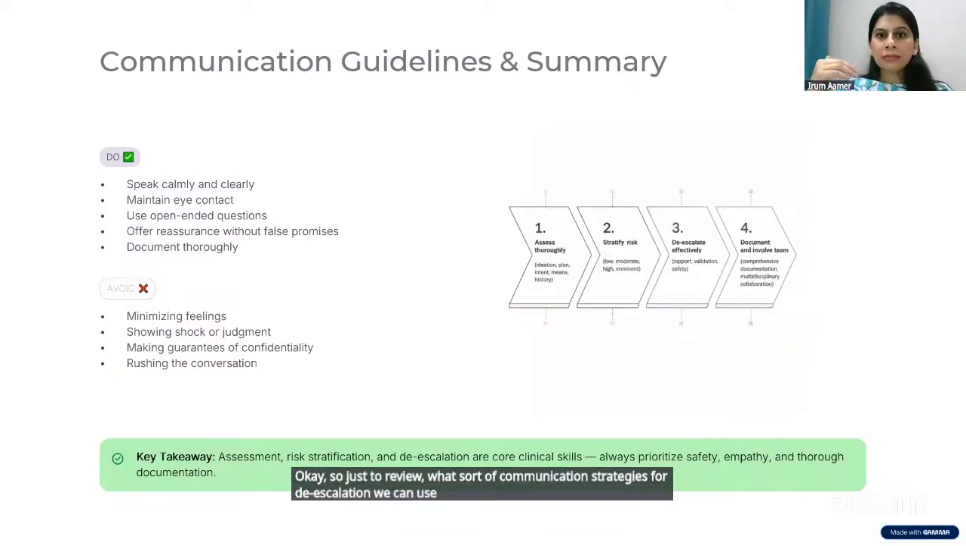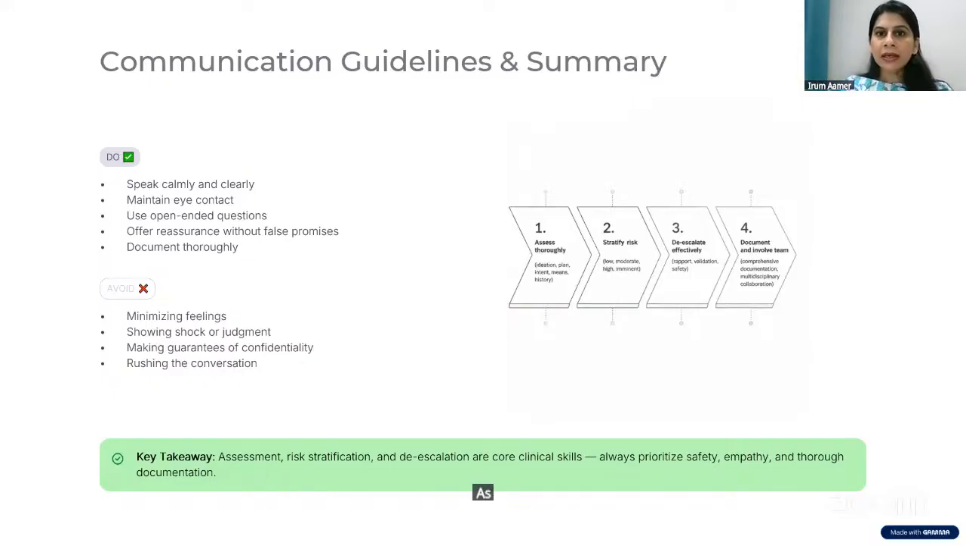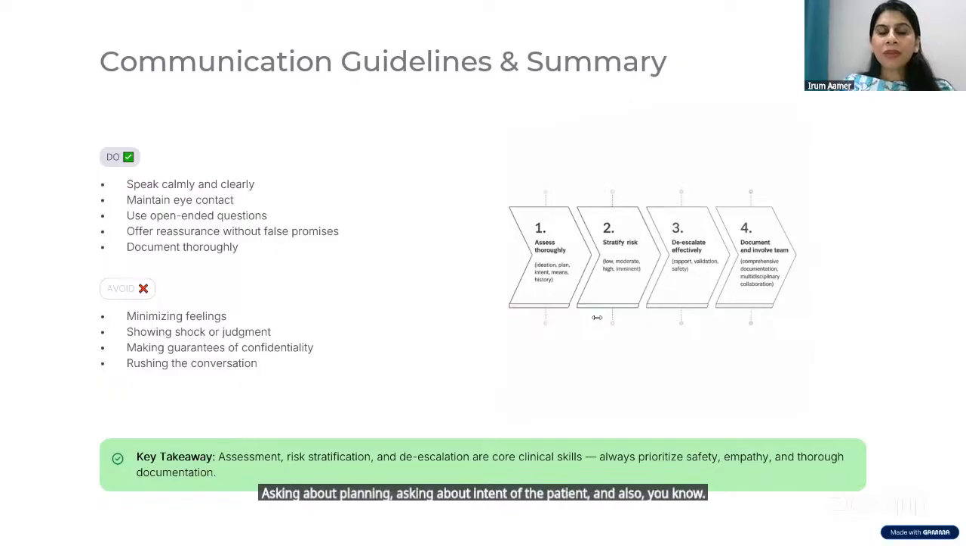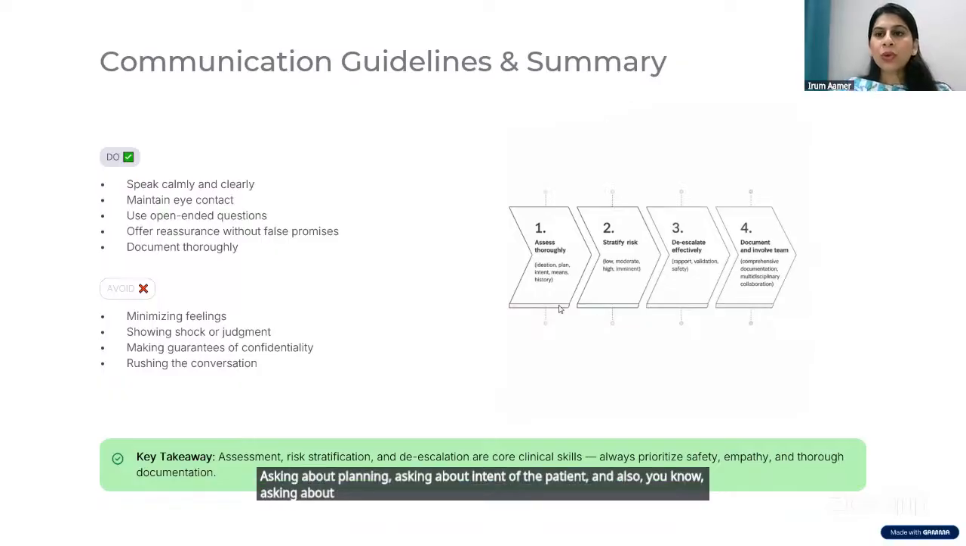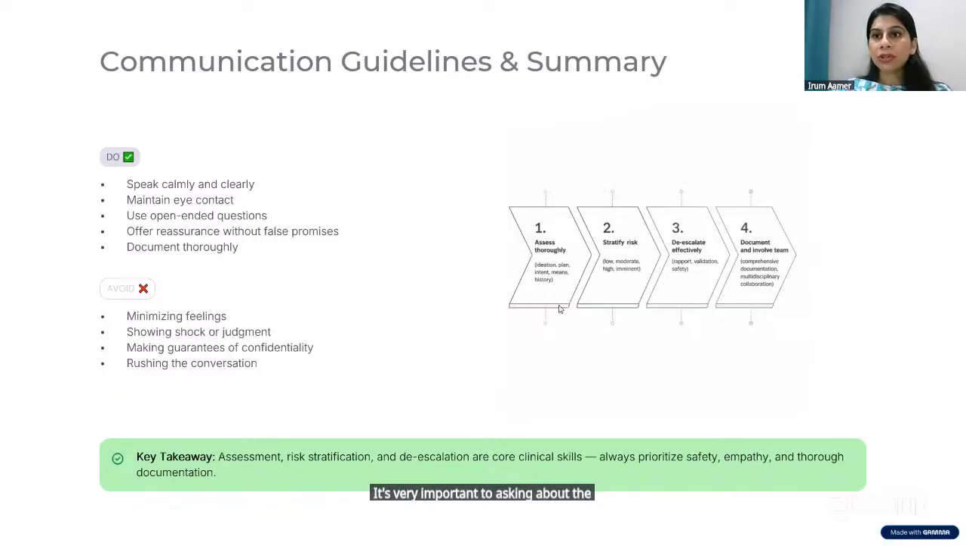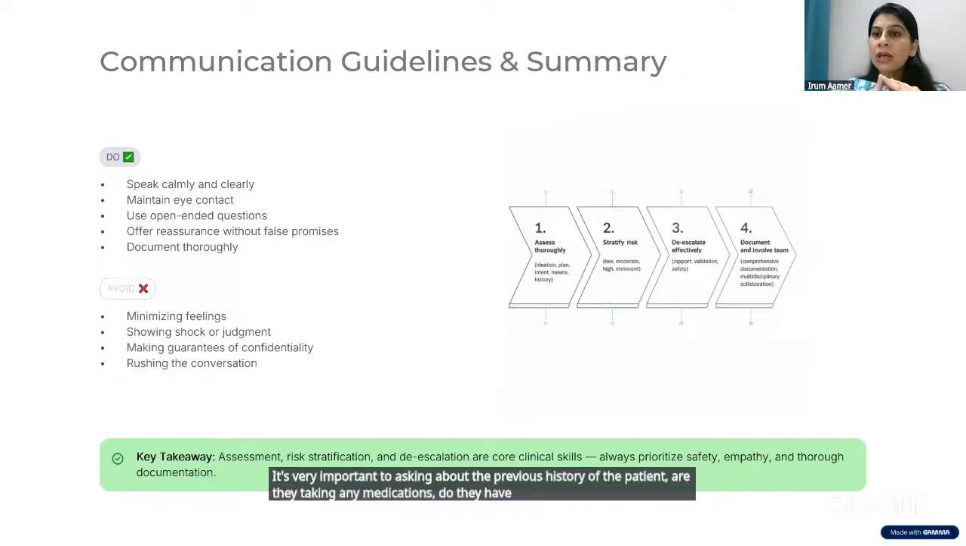Number one, assess thoroughly. The four things that we decided are asking about ideation, asking about planning, asking about intent of the patient, and also asking about the previous history of the patient, which is very important. Are they taking any medications? Do they have a formal diagnosis? Do they have any previous attempts? Are there any protective factors?